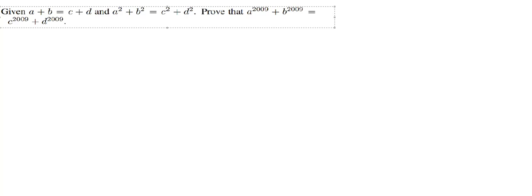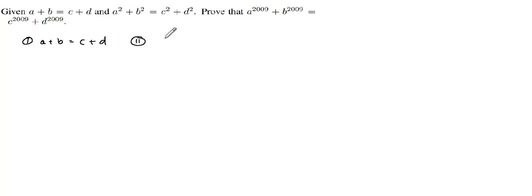So let's go ahead. Right now, as we can see, we have been given two equations. One of the equations is a plus b is equal to c plus d. And the second equation is a square plus b square is equal to c square plus d square, right?